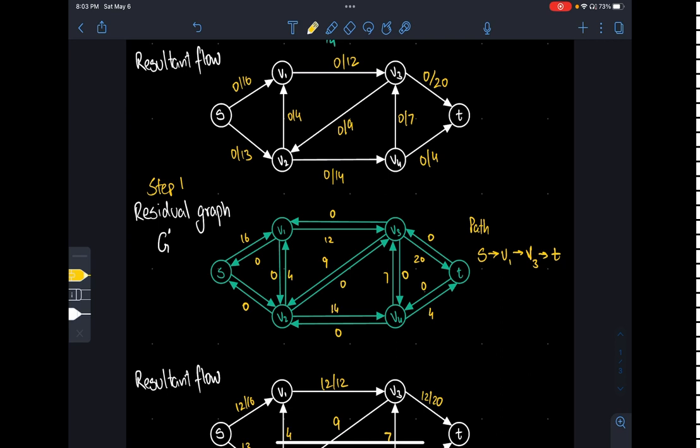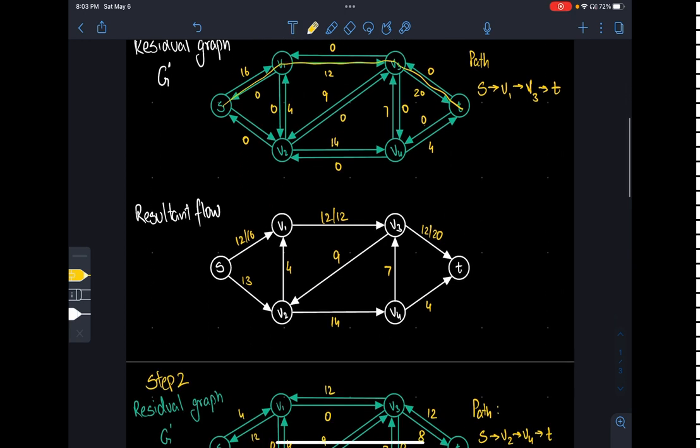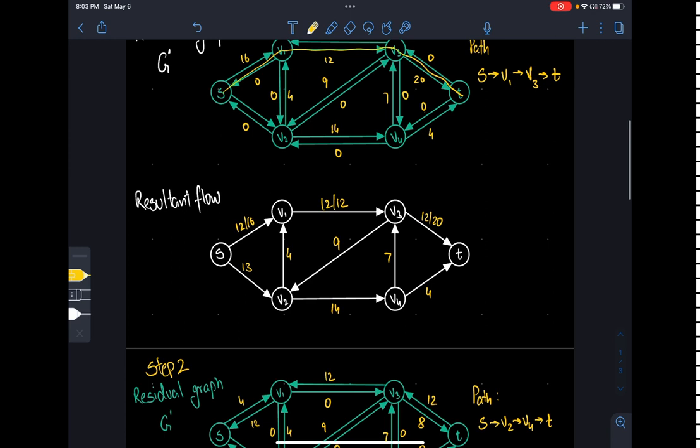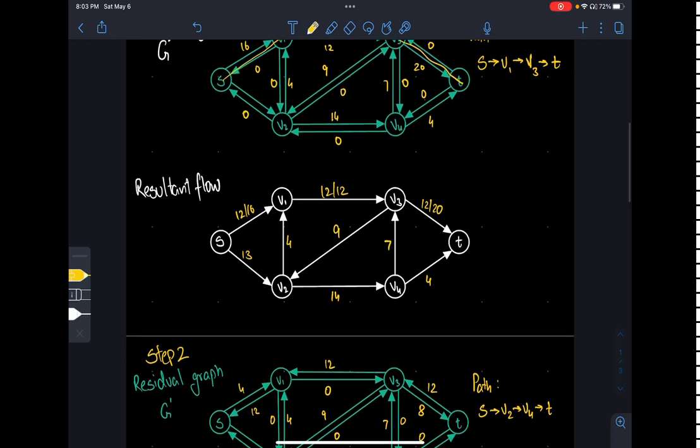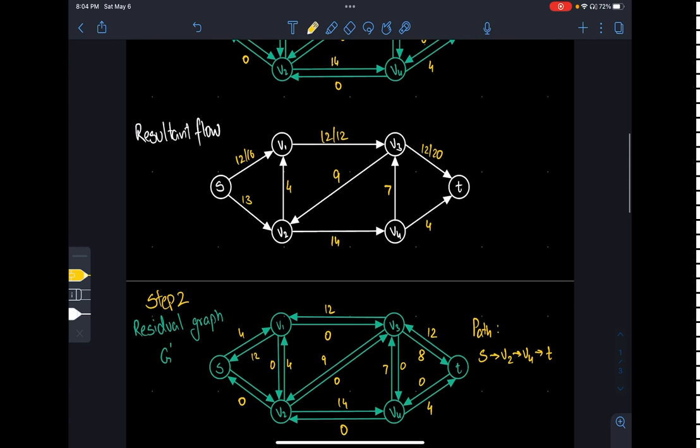So the first path is S to V1, V3 and T, and the next step here is to find the minimum residual capacity, which is 12. So since we augmented, when you look at the resultant flow, you can see that we have augmented 12 along the whole path, and the step here is to update the residual graph with the existing flows and try to find a new augmenting path.